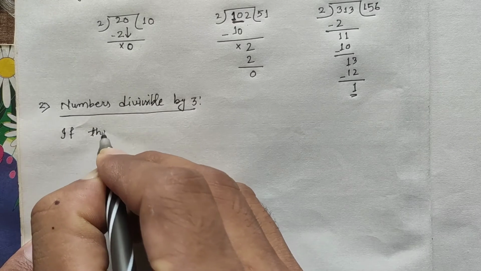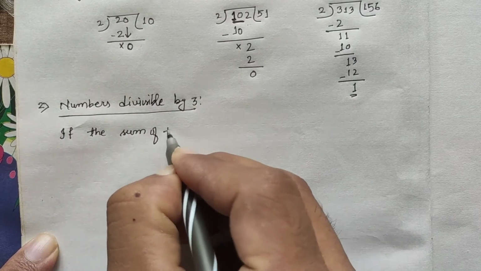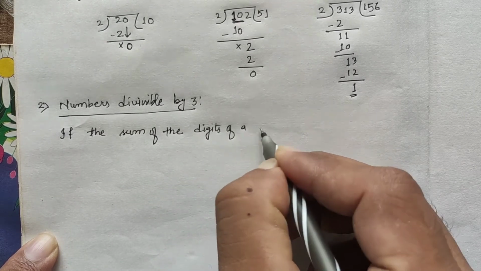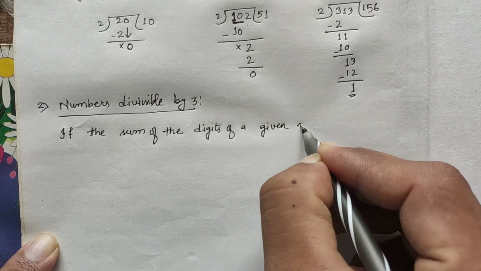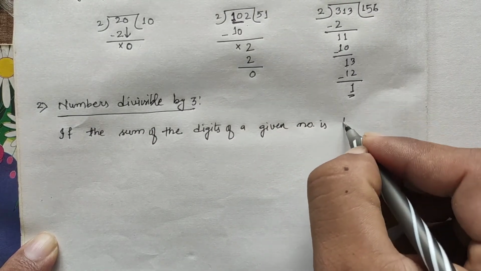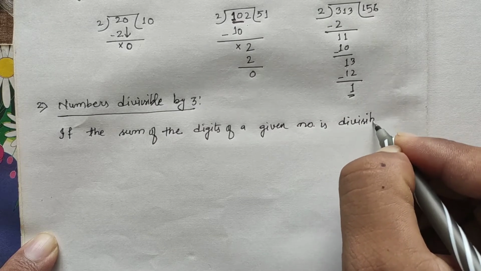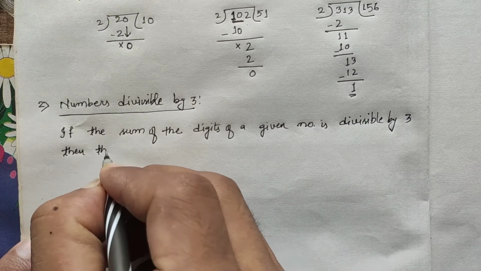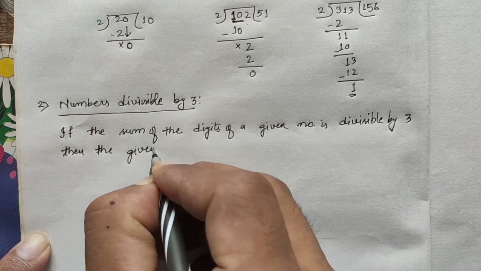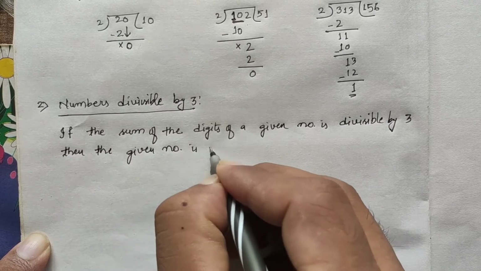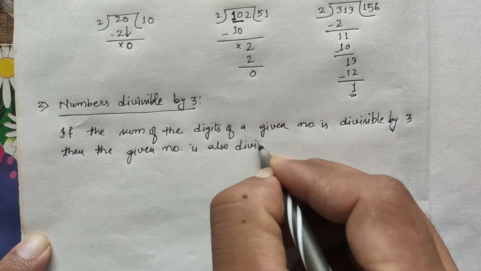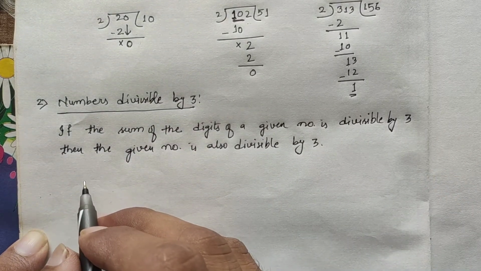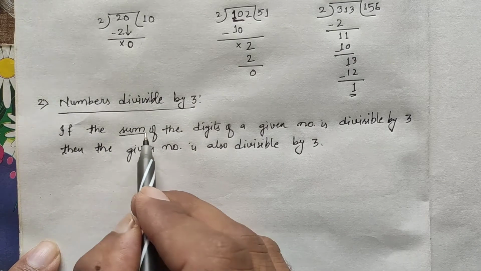If the sum of the digits of a given number is divisible by 3, then the given number is also divisible by 3. So what does this definition mean? If the sum, not the number.